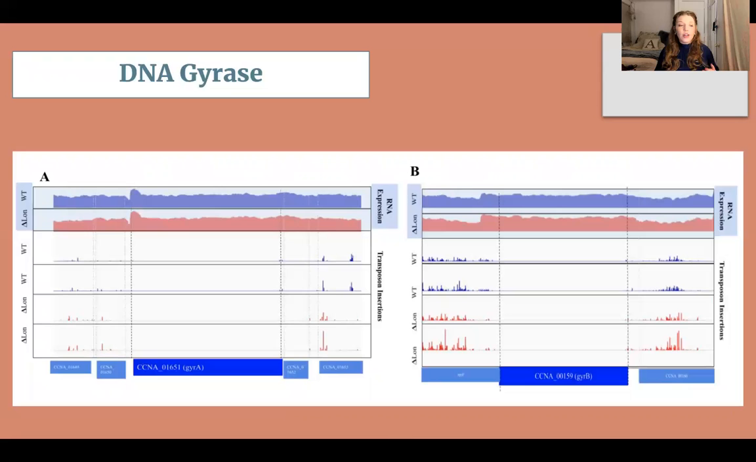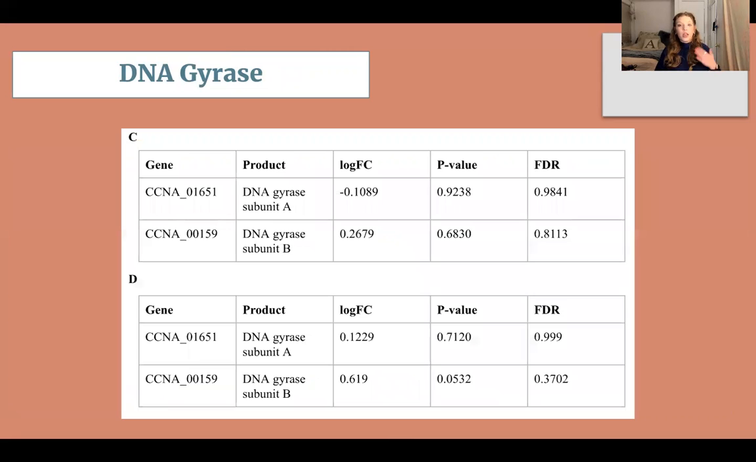Looking at the DNA gyrase, which is a protein a lot like topo4 in the way that it functions with the supercoiling, we're actually able to see this again. The insertions are seen in neither the delta lon or the wild type, saying that this gene is very important for the vitality of a Caulobacter cell. Again, for the transposon sequencing and the RNA sequencing data, the folds are not large enough for us to see a difference.